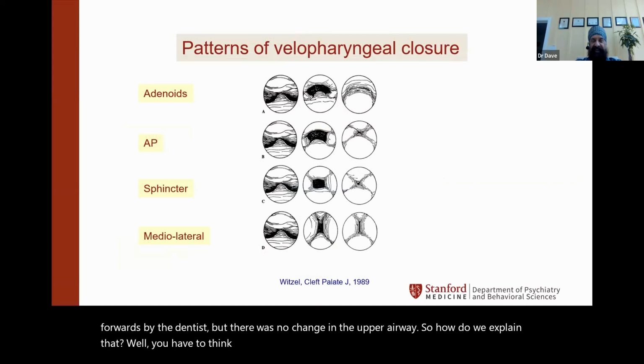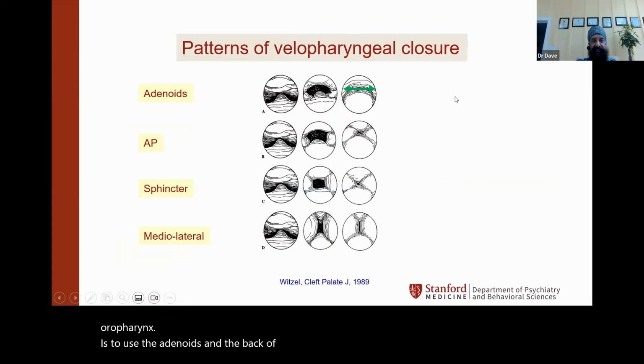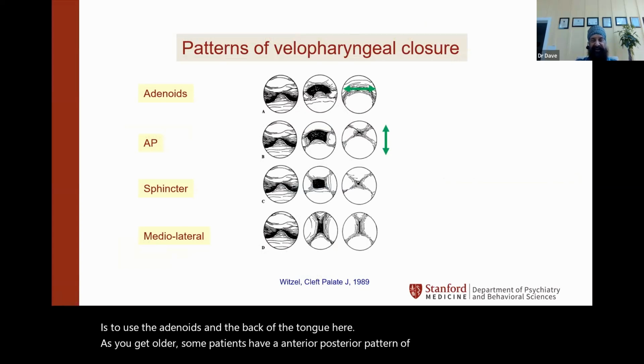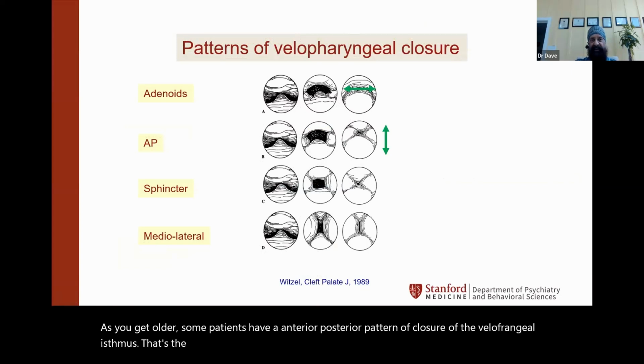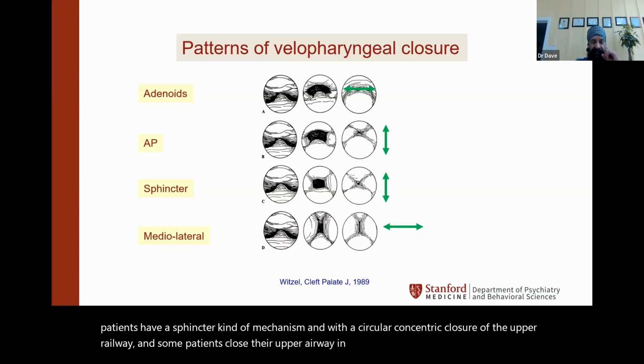Well, you have to think about not only the development, but also the functional aspects of the upper airway. So in children who've got adenoids, the way they form a seal between the oropharynx is to use the adenoids and the back of the tongue here. As you get older, some patients have an anterior-posterior pattern of closure of the velopharyngeal isthmus. That's the narrowing between the soft palate and the back of the pharynx. Some patients have a sphincter kind of mechanism, almost like a circular concentric closure of the upper airway. And some patients close their upper airway in a medial-lateral direction.